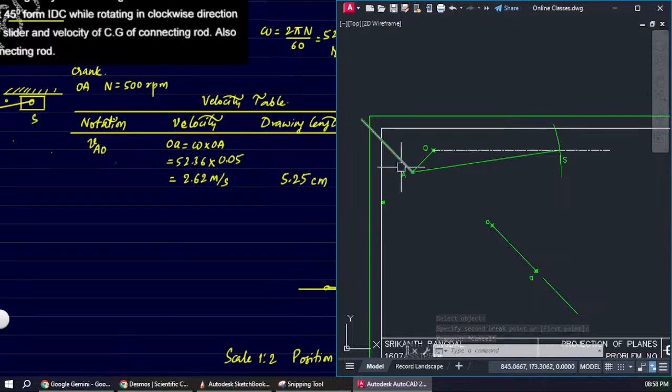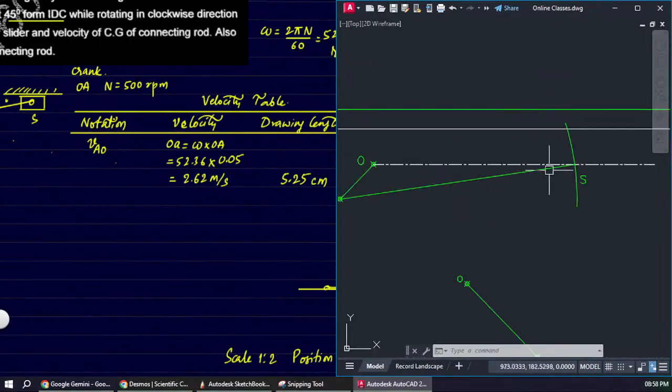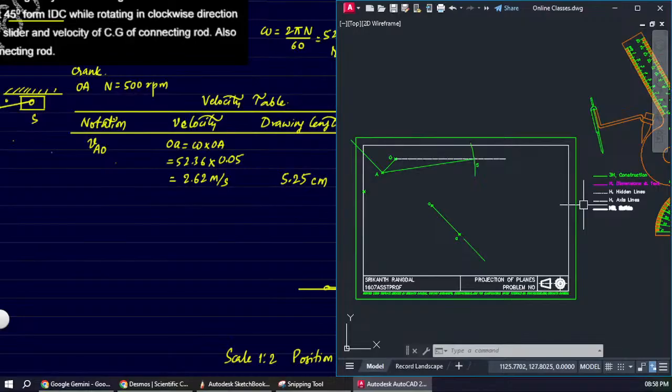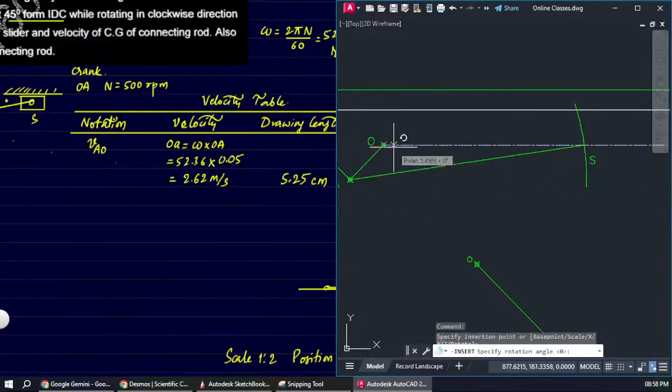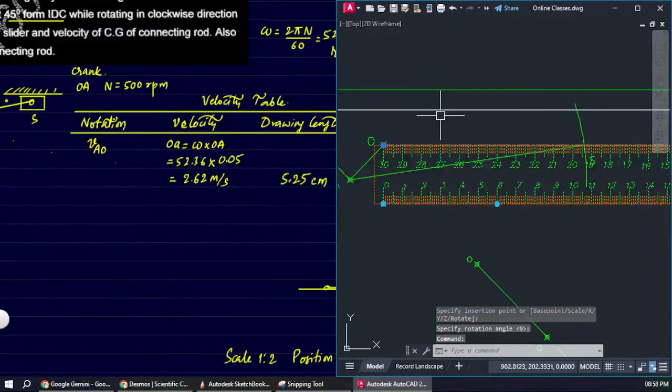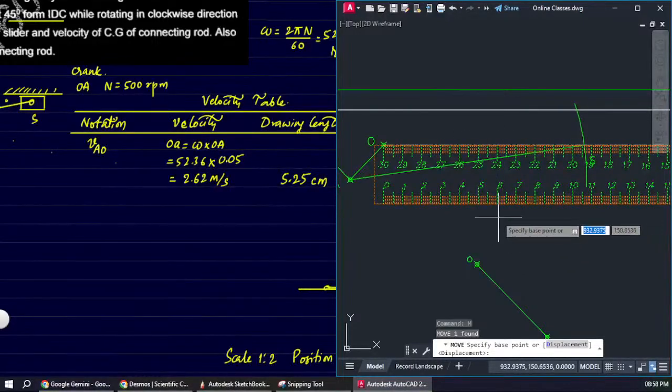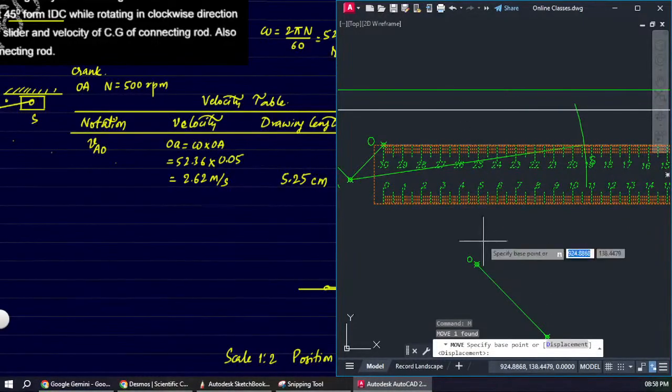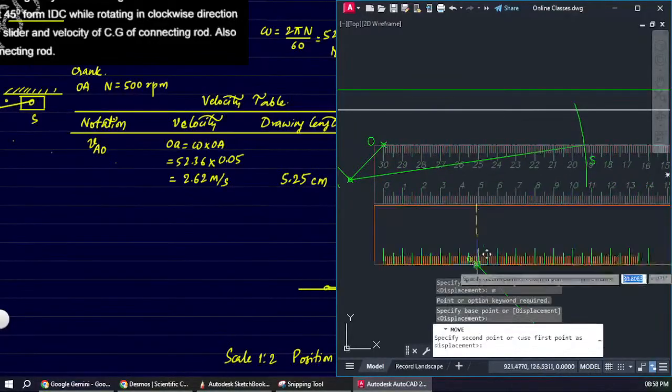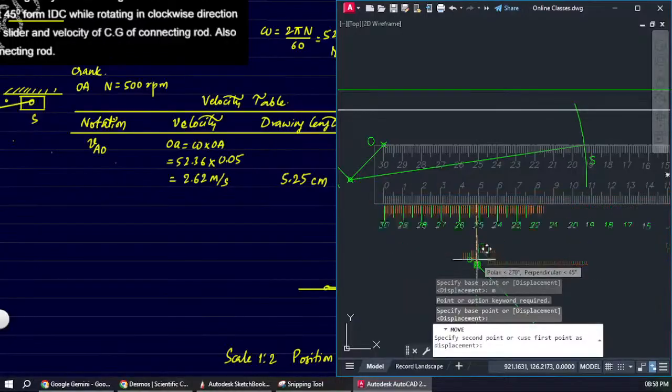Once we have drawn that, that is the velocity of A with respect to O. Next, we know the direction of the velocity of S with respect to O. Because S will always be sliding in this particular direction, its velocity will be horizontal. So next we need to take our scale, arrange it like this, and roll it till it passes through point O.